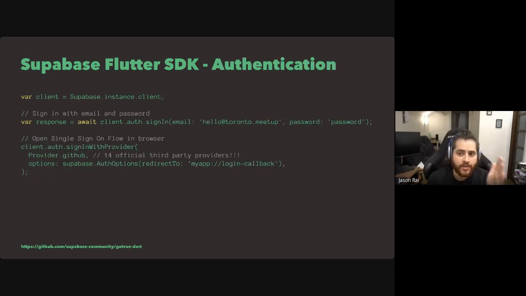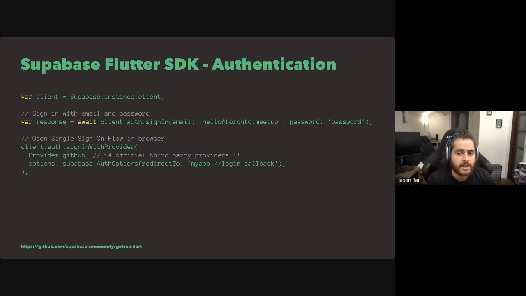If we take a quick look at authentication, again, really, really simple. If you have an instance of your Supabase client, you can do something like client.auth.signin, pass in an email. Here we're passing in hello@toronto.meetup, and your password that the current user has. They probably typed it into a form, and that would be it. That would start the sign in process. And if the information was correct, it would give you back an authentication token, which the Supabase client will use for data access and all those sort of requests.